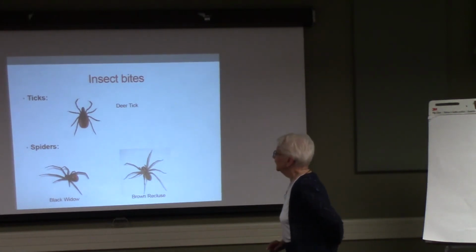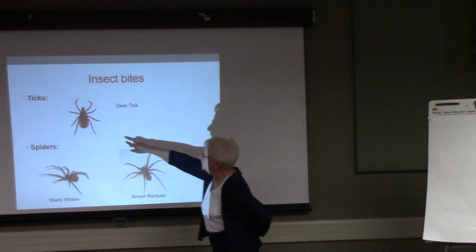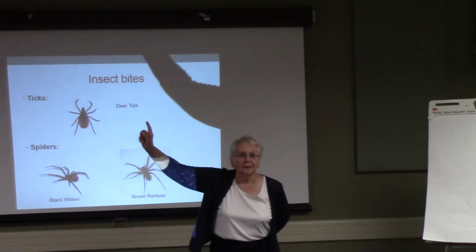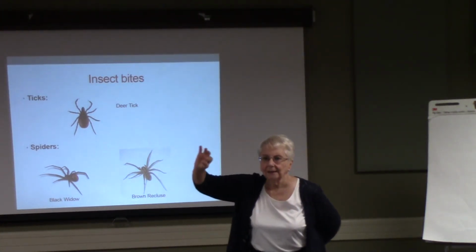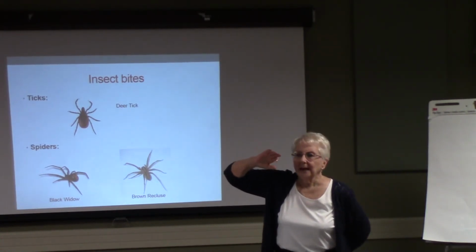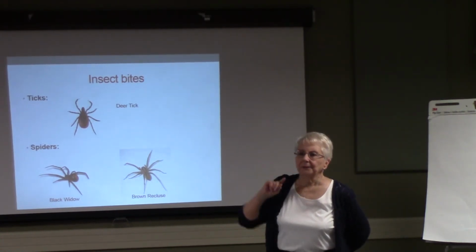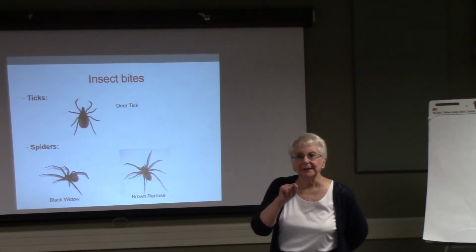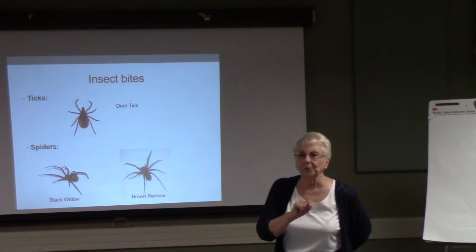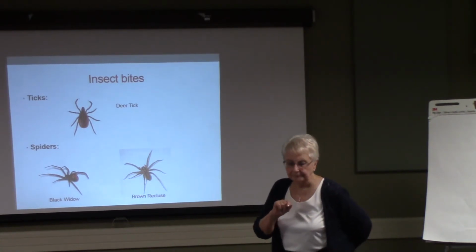Isn't that pleasant? This is the deer tick. Notice its legs. They look segmented, but they're actually striped. And they're tiny. Even when they're engorged, they're not very big. And they like to embed themselves under the skin. So if it's in your hair, you may not even notice it right away.